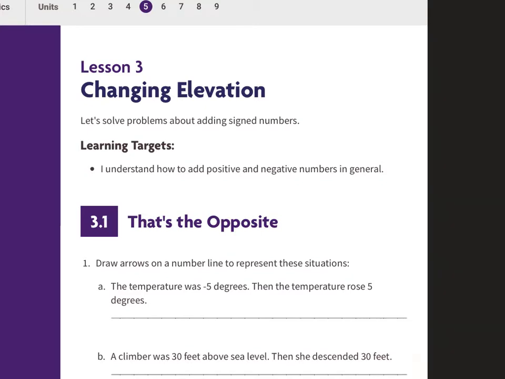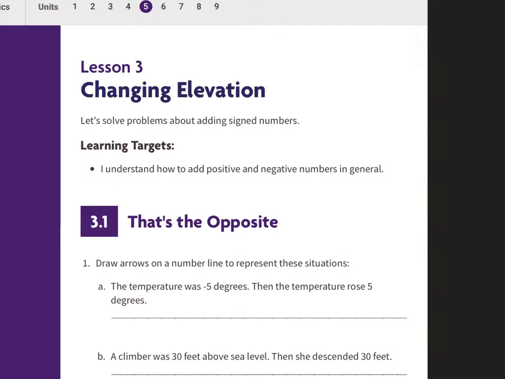Draw arrows on the number line to represent this situation. The temperature was negative 5 degrees. The temperature rose 5 degrees. The climber was 30 feet above sea level. Then she descended 30 feet. And then what's the opposite of running 150 feet east? Jumping down 10 steps, and then pouring 8 gallons into a fish tank. Go ahead and hit pause, and then we'll answer the questions, and then we'll get going.